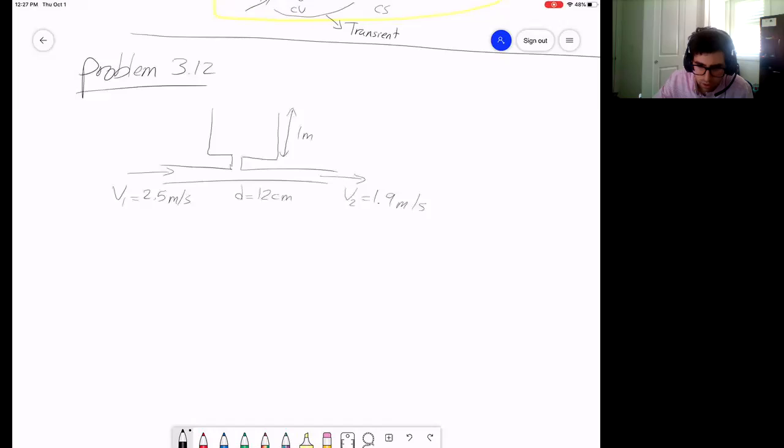And not the radius, the diameter of this, it's a cylinder. And it's open to the atmosphere. The diameter is 0.75 meters, and we're asked to find the time to fill up the tank.